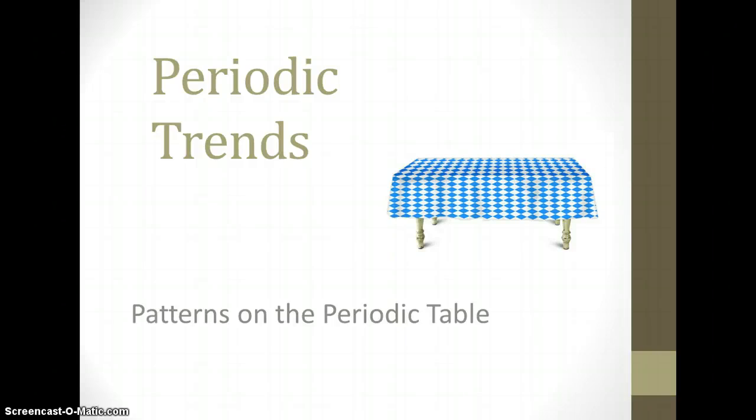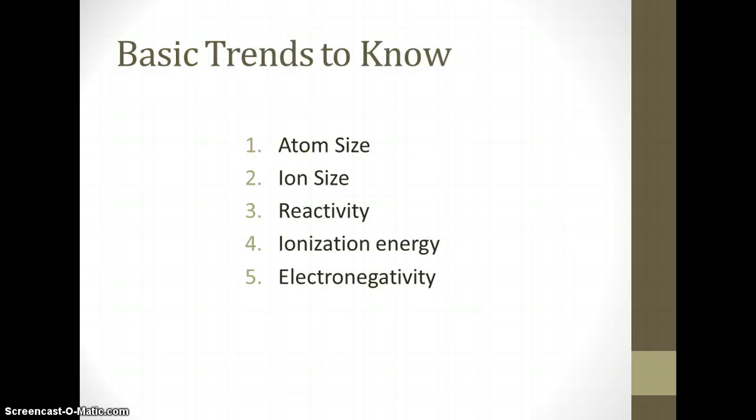Hi, Mr. Martuziak here, and right now I want to talk to you about patterns that we're going to see on the periodic table. Now, some of the basic trends that we're going to be talking about are atom size, ion size, reactivity, ionization energy, and electronegativity as well.